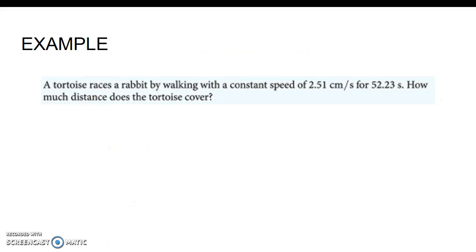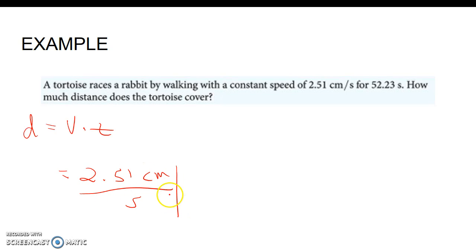So here's an example. A tortoise races a rabbit by walking with a constant speed of 2.51 centimeters per second for 52.53 seconds. How much distance does the tortoise cover? From our example to start here, distance is equal to velocity multiplied by time. So our speed or velocity is 2.51 centimeters per second, and our time is 52.23 seconds.